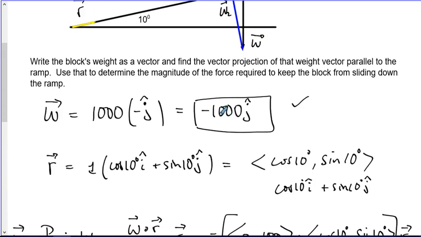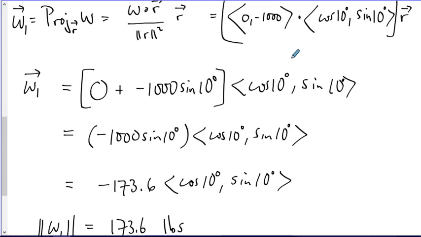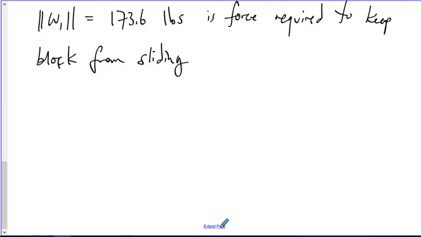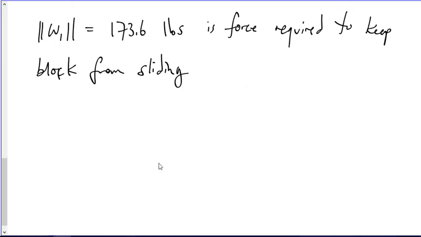So we'll go back to the question again. Find the vector projection of that weight vector parallel to the ramp, which I've done, and use that to determine the magnitude of force required to keep the block from sliding down. So that's what this is. Now I suggested that it might be possible to just answer this with basic trig, so I'll try to see if I can do that. Let me just go back to the picture.